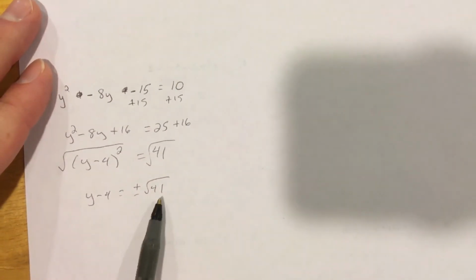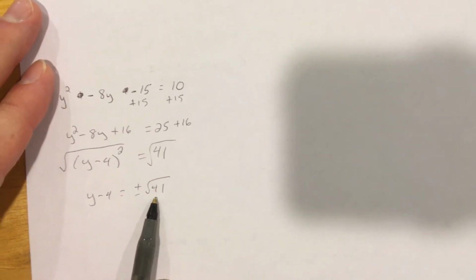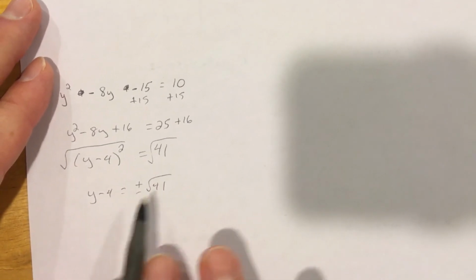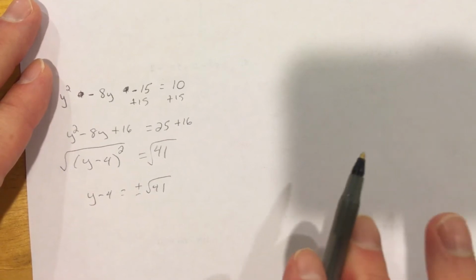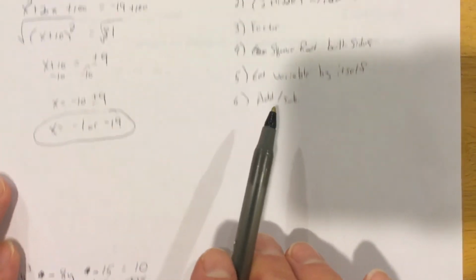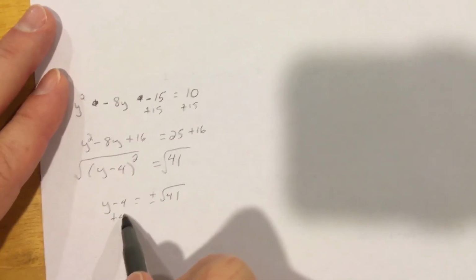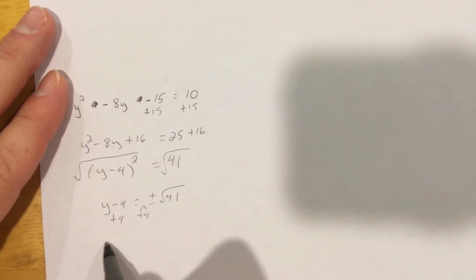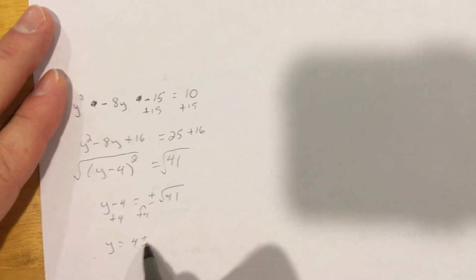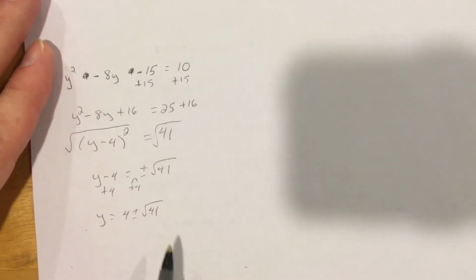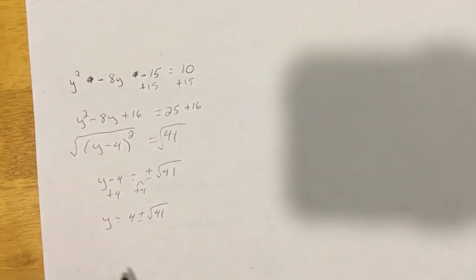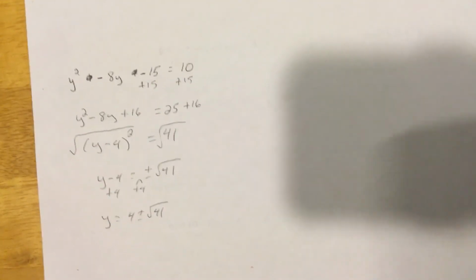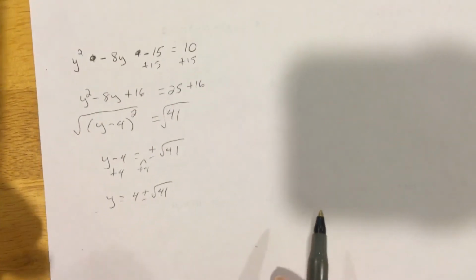Now here's a case where this doesn't work out nice and neatly like the other one did. So we're just going to leave it for now. In fact, in some cases this becomes easier because you can just leave this as your answer when you're all done. So this says get the variable by itself. We're going to add 4. So y equals 4 plus or minus square root of 41. And again, a lot of people will just accept that. They'll say, hey, that's good enough for me. You don't have to do any more. But if you do need to do more, then no big deal.